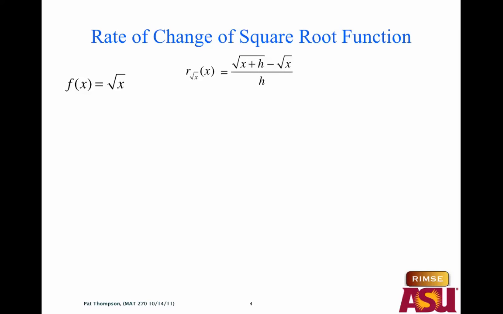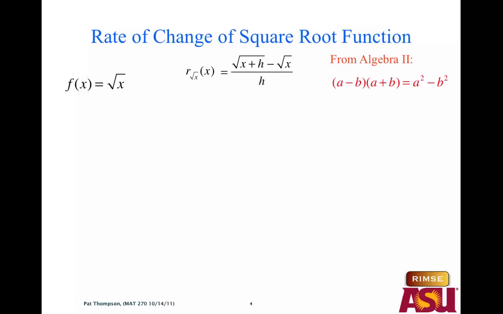And what would that be for this particular function? So f of x plus h is going to be what? Square root of x plus h. And then f of x is square root of x, all over h. So we start with our rate of change function. And now we're going to do the algebra to come up with a shortcut form for finding the rate of change, or the derivative, of square root of x.